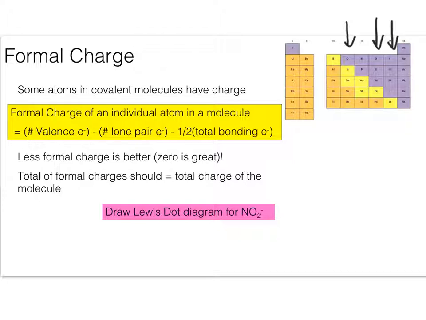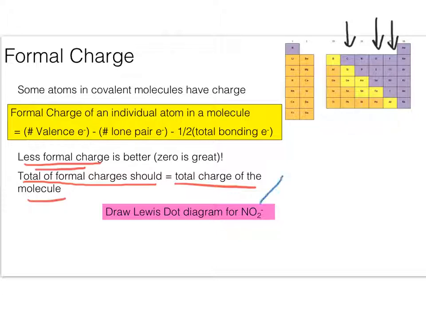And if you have 0 as your answer, then you are uncharged. But if you have an overabundance of electrons, then you might be negatively charged, or if you're deficient compared to your valence electrons, you might be positively charged. And generally, when we create Lewis structures, generating less formal charge is better, because molecules are typically more happy when they're uncharged. And finally, as a rule, the total number of formal charges should always equal the total charge of the molecule.